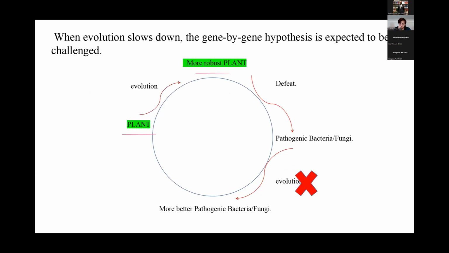So we can say when the rice blast fungus evolves, the plants also evolve in order to resist it. So therefore, when the evolution of the rice blast fungus slows down or can be controlled, the gene-for-gene hypothesis may be challenged. It implies that plants' resistance against the rice blast fungus will become easier to achieve.